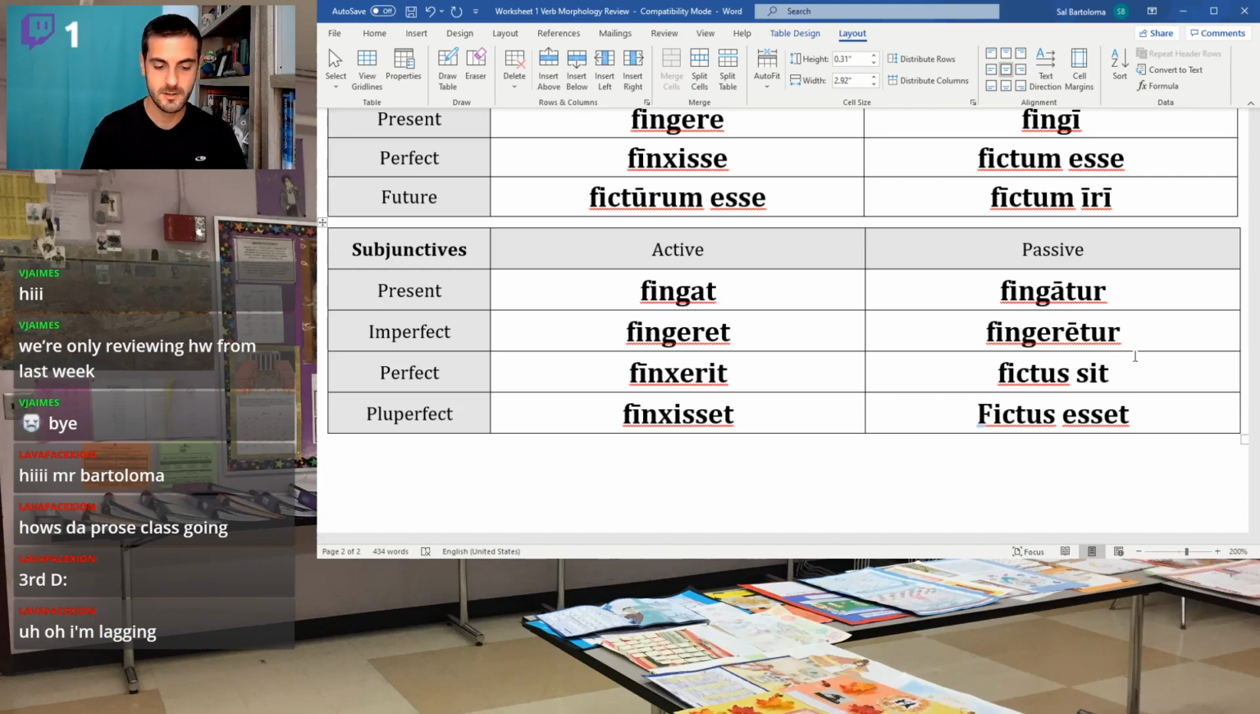And you can think of it in a couple of different ways. You can think of this esset as being the form of sum, or we can borrow this infinitive again, fictum esse, right? Fictum esse, and we can slap a T on it. So this is one completed synopsis. We will do many, many more.